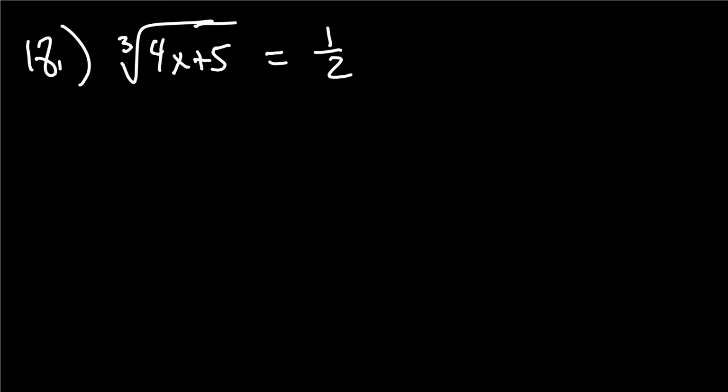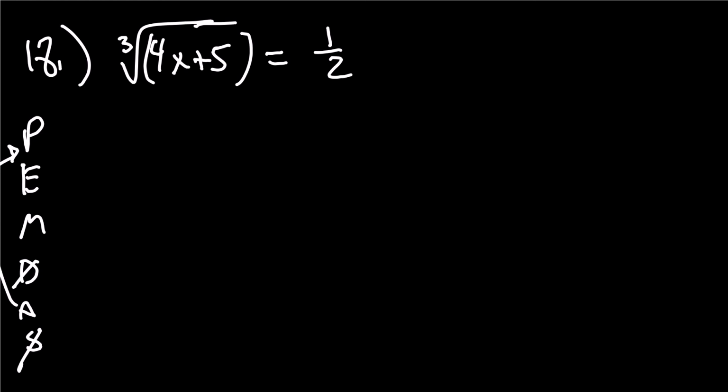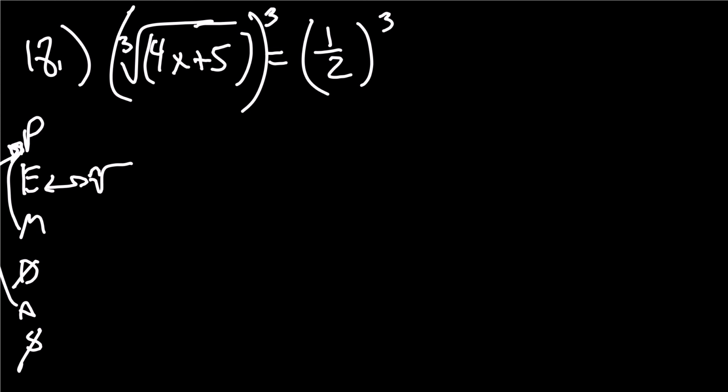Alright, so 18, I have the cube root of 4x plus 5 equals 1/2. Now, there is no subtraction. Remember, those are in parentheses. So the addition is inside the parentheses. There's no division. There's multiplication is in the parentheses. So I have to get rid of the check mark now because the radical is already isolated. So the first thing I do is cube both sides. I get 4x plus 5 equals, cube the bottom, cube the top, you get 1/8.